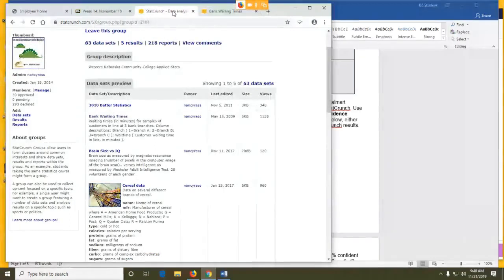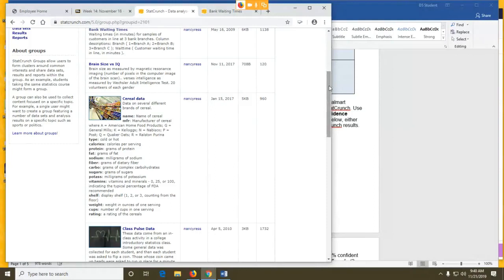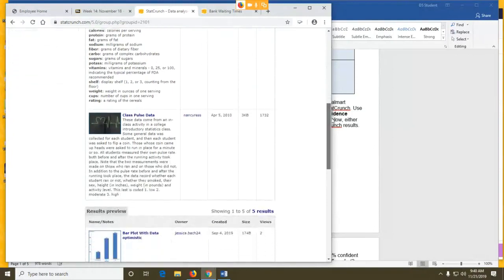If we look at a different data set, you might also be able to do something with paired data, which they'll be doing on some of these for the Walmart data.